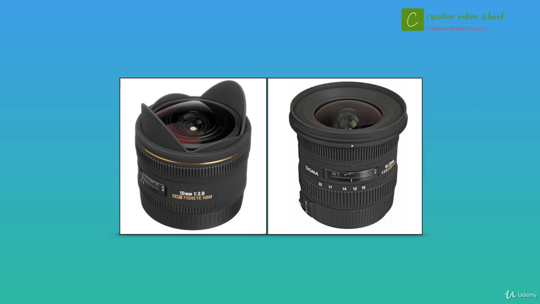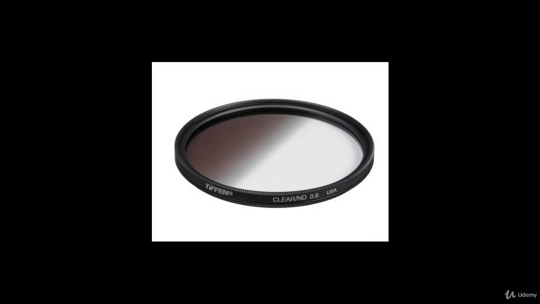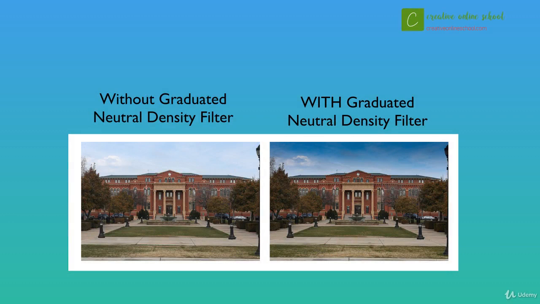These lenses I talked about were for full-frame cameras, so excellent choices for a crop sensor camera would be a 10 millimeter fisheye lens, and for the wide angle, a 10 to 20 millimeter lens would be a good option. Graduated neutral density and polarizing filters are also going to be excellent tools to keep on hand in your camera bag. Graduated filters are darker at the top, which darkens your sky in comparison to the building and the ground below.